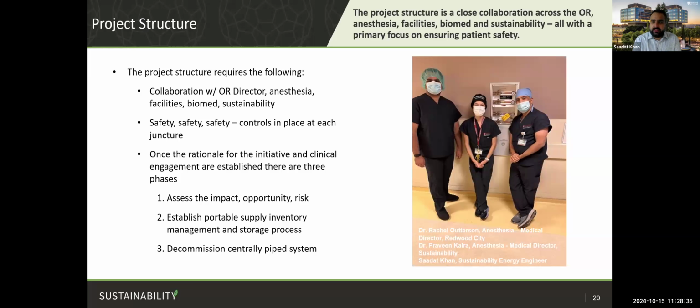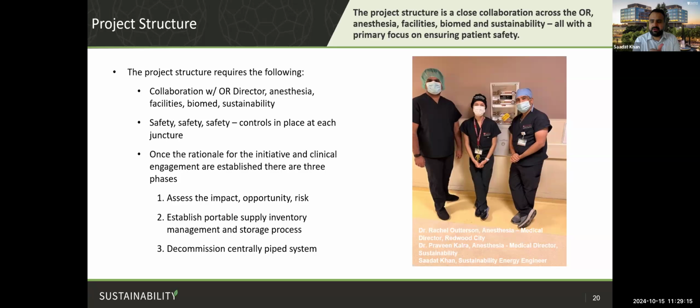So at a very high level, the project structure needs to be set up as a close collaboration across the OR team, the anesthesia team, facilities or sustainability, and biomed, all with a primary focus on ensuring patient safety. Those are the key stakeholders that need to be involved, and as we were starting off, we involved other stakeholders as needed, which included our regulatory team, our infection prevention and control team, our environmental services, and environmental health and safety.